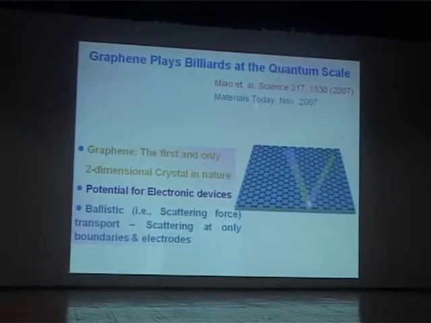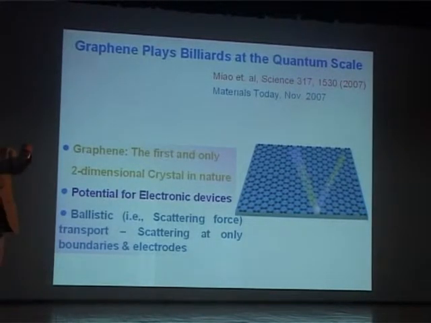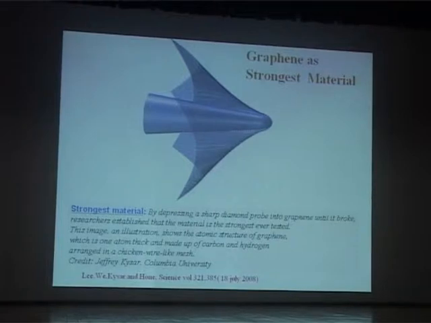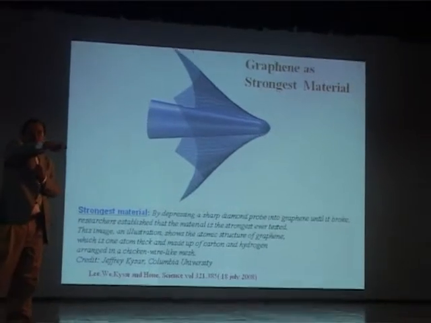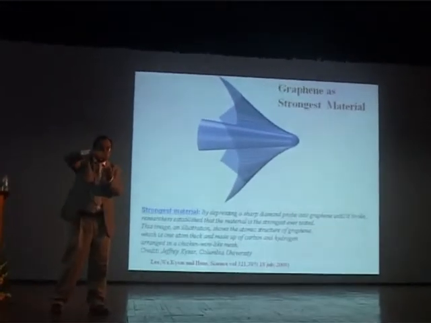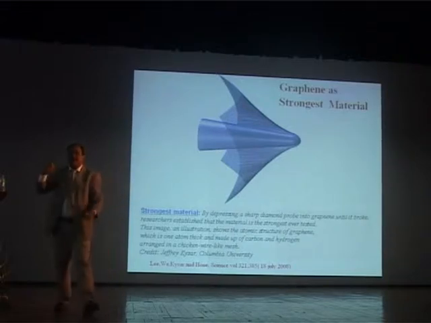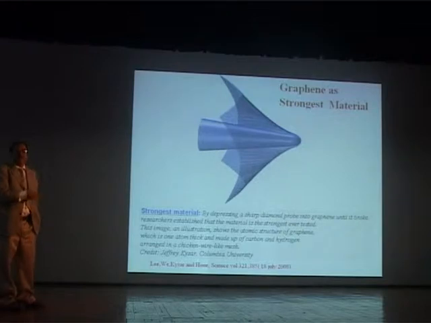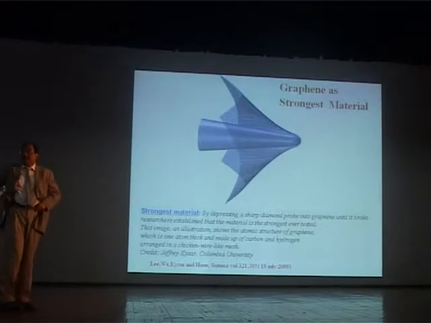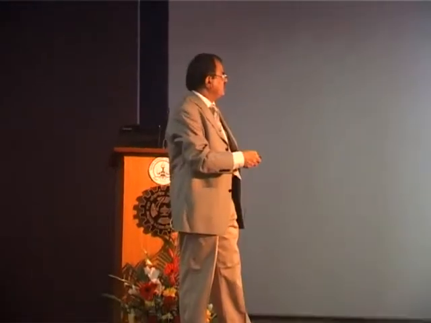As I said, they play billiards. If you read this paper, you shoot an electron in graphene, it behaves exactly like a billiard ball. So you can play quantum billiards with graphene. And also, graphene is now the strongest material and the most flexible. You can punch a needle, an atomic force microscope needle of course, into graphene, it deforms, you retract, and it comes back. This is why it is now called the strongest material available and the most flexible one, which is not the case with diamond. Diamond breaks. Here, the graphene sheet does not break, it recovers once the force is removed.